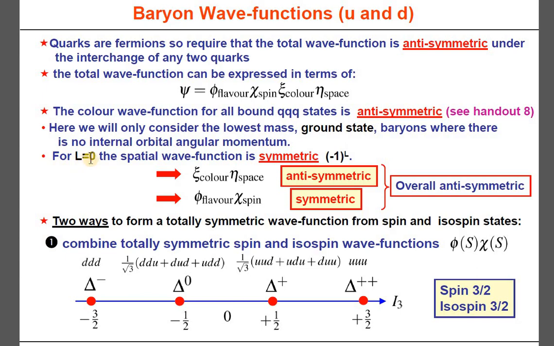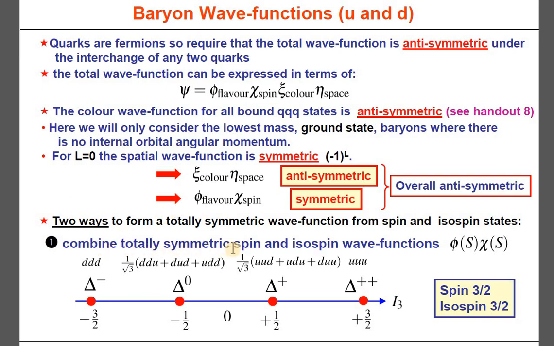And what does this do? This means that the spatial part is symmetric, (-1) to the power L, or (-1) to the power 0, equal to +1, which means that the color part is antisymmetric and the flavor, spin and space part is symmetric, so that the overall wave function is antisymmetric. So these are the two ways to form totally symmetric wave functions from spin and isospin. How? There are basically 2 ways to do that.